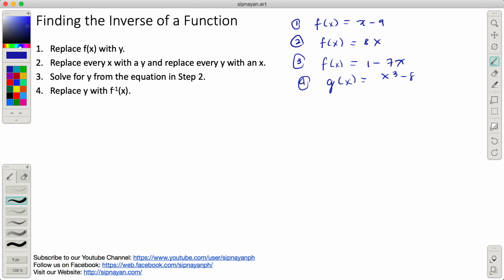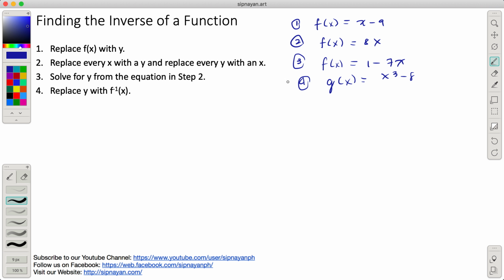Kung napanood nyo yung previous video, dinerive natin yung mga steps. Una, we replace f of x with y. Pangalawa, papalitan natin yung x sa y, so yung y gagawin natin x, tapos yung x gagawin natin y. Step 3, we solve for y after natin pagpalitin. And then step 4, replace y with f inverse of x. Again, the f of x and the f inverse of x is a general name. Of course, kung iba na yung name ng function mo, for example g, magiging g na yan.